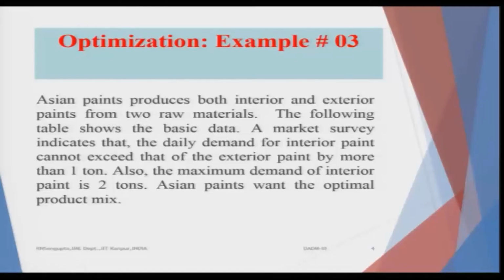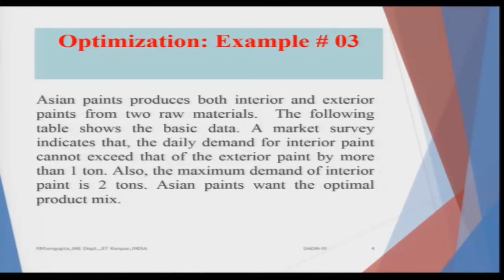So that was the general feel of our 2-dimensional problem. I will now consider a second problem and try to give you a pictorial idea of how the problem is to be tackled, or the conceptual framework of the problem. Asian Paint produces both interior and exterior paints from 2 raw materials. The raw materials can be the paint by itself, some oil to be used, or some chemicals. The table below shows the basic data.